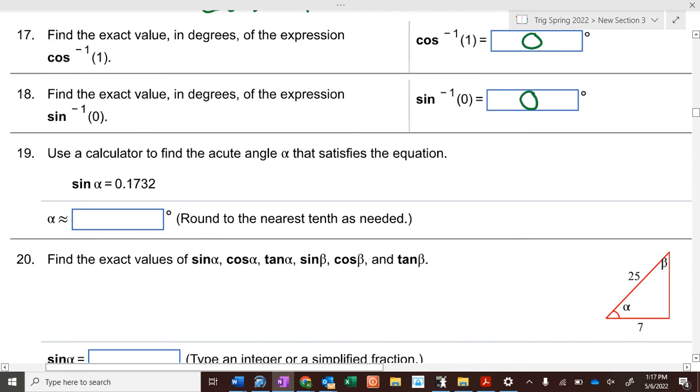Use a calculator to find an acute angle that satisfies that. What would you do on your calculator? What buttons would you push? Inverse sine. So second sine of 0.1732 is what? What? 10.0.